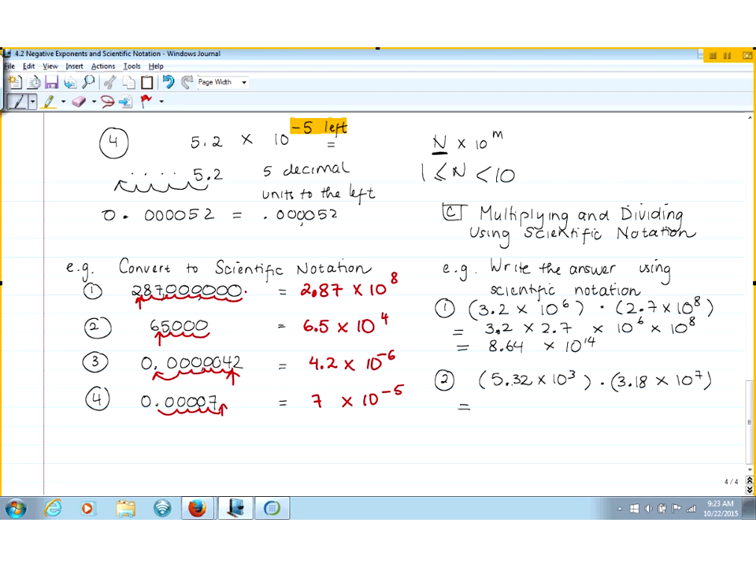Now, the next one. What is the next one here? Oh, is this in scientific notation, by the way? Yes. How do you know this is in scientific notation?